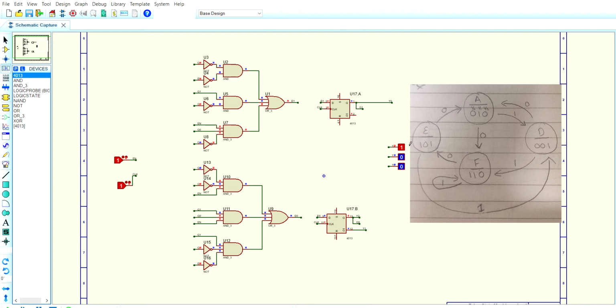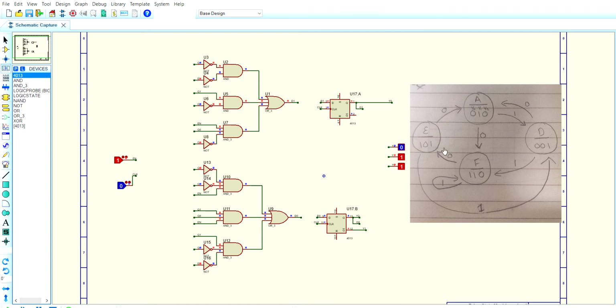We're in state 100 now, or 001, reading up from the bottom. So 001 is D. If enable is left at a 1 and we pulse the clock, we should go to 110. So 110. If we pulse the clock and leave enable at a 1, it'll stay in F.